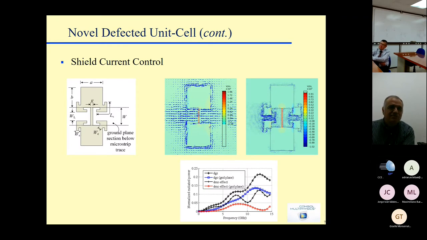We found that the selection of the proper parameters, as shown in this detail, in these dimensions of the structure, provides lower radiation. As we can see, the DMS in the red line is much lower than the DGS in blue at higher frequencies above 10 gigahertz, which allows to provide new functionalities for these structures.